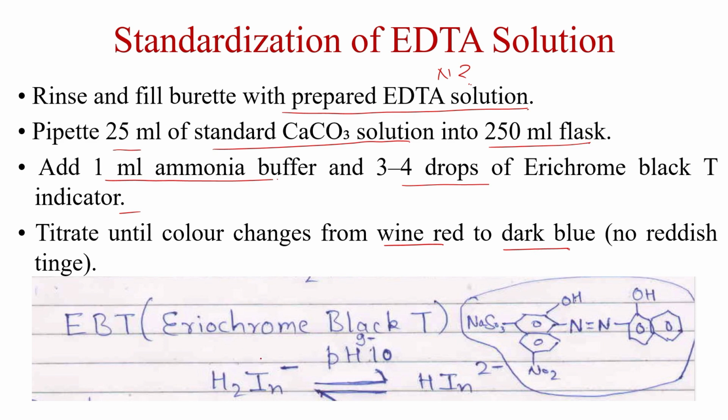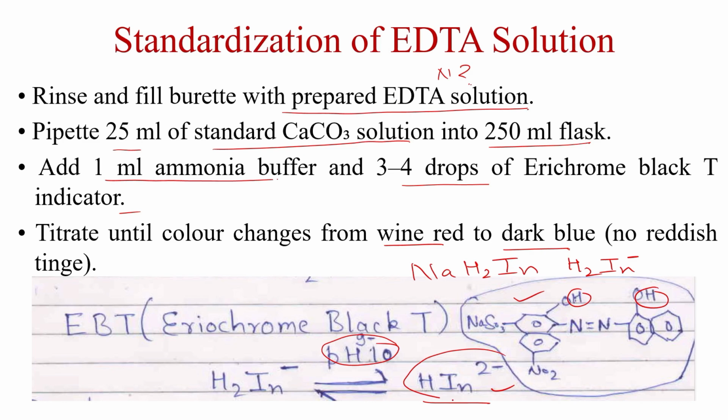If you see the structure of Eriochrome Black T, the structure is shown here, and it can be written as NaH2In, because there are 2 hydrogen atoms. Since it is an indicator, I write it as In. So this can be written as H2In minus, and at pH 9 to 10 this form is changed to HIn2 minus, which is the active form of the indicator at this pH. That is why it is necessary to maintain the pH between 9 and 10, to have the indicator in the HIn2 minus form.